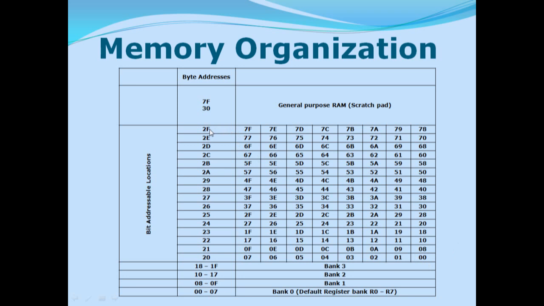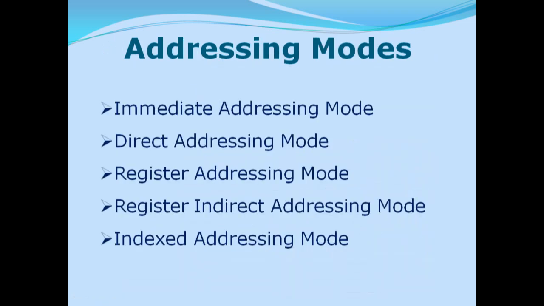Then after this bit addressable area, from 30 up to 7F, we have general purpose RAM or a scratch pad. Then after this memory, that is after 7F, from 80 onwards up to FF, we have something called special function registers. Now, before going to the programming, let's understand briefly some addressing modes which are very important for the programming concepts.